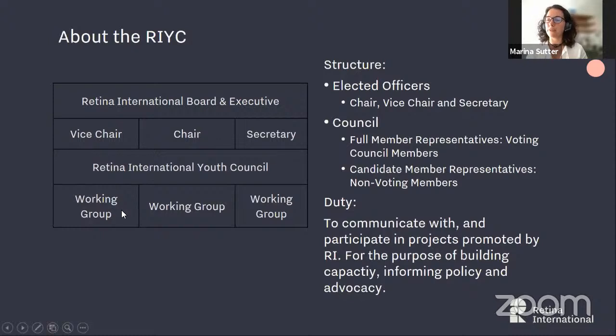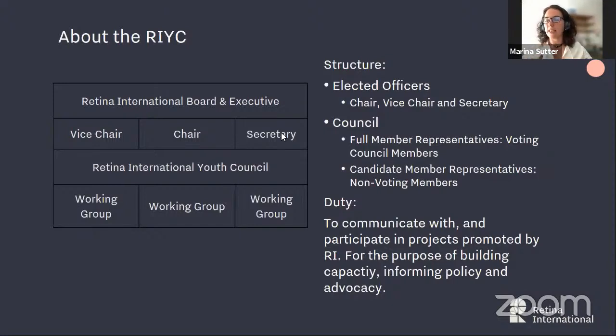This is the board which directs and manages our movements. The Youth Council speaks with and interacts with the board. It is our duty to participate in and to help promote events and projects run by Retina International, such as surveys or this youth event. And it's also for the purpose of building capacity, for informing that policy at the national level. And in order to achieve this, the Retina International Board has a lot of say, and they observe.